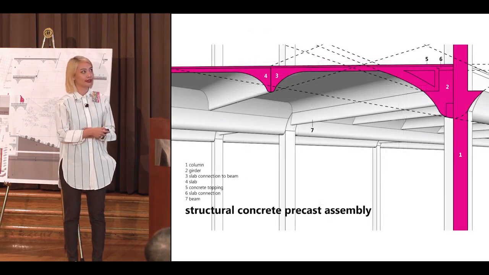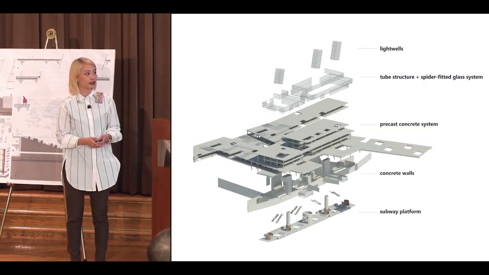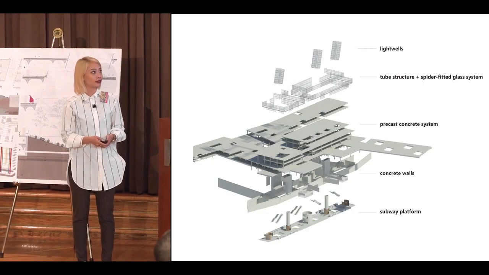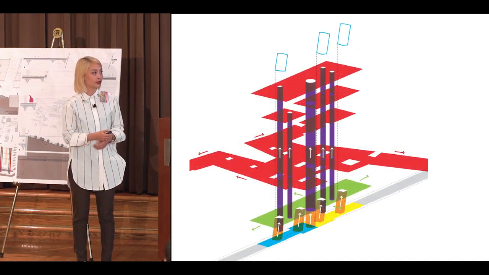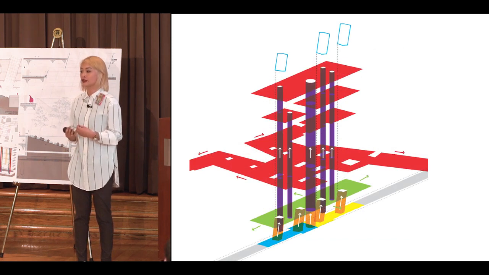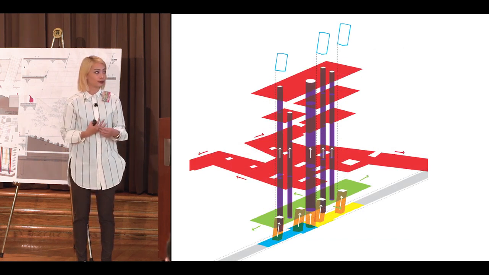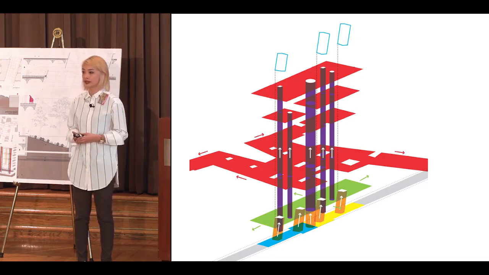And so this is just a detail of what those connections look like. And then an exploded version of those different precast modules, and then the tube structure and spider fitting. And then this diagram shows how those different geometries change to provide different functions, and also provide that sense of security for both functions or programs in the building.